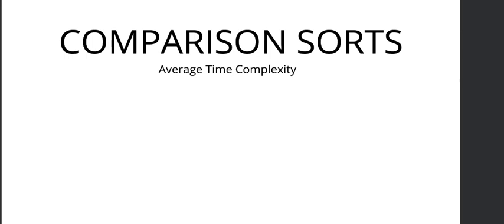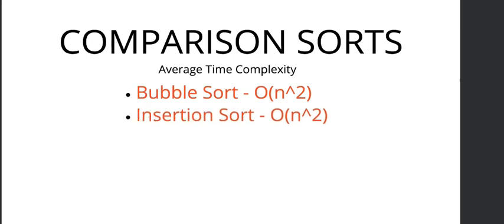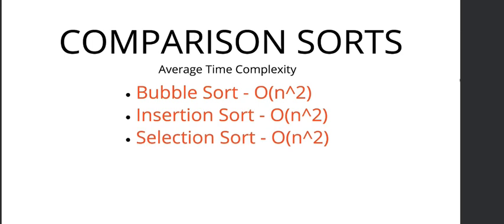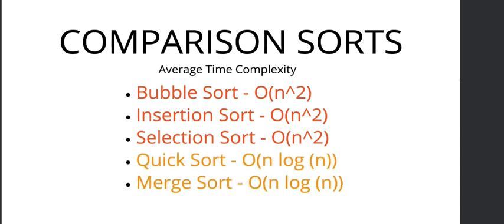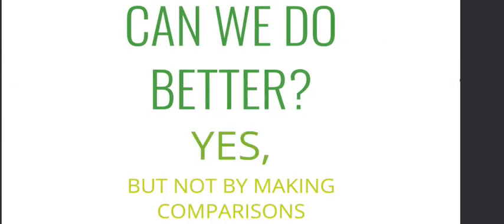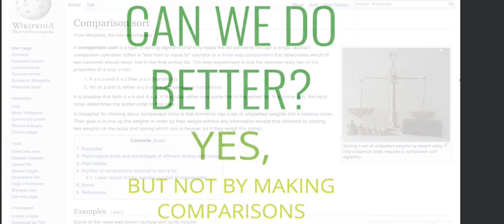So when we talk about average time complexity for something like bubble sort, it's O of n squared, same for insertion and selection sort. Then we saw a pretty big improvement with quick sort and merge sort, which had average time complexity of O of n log n. So the question is, are there faster sorting algorithms? Can we improve upon O of n log n? Can we do better? And the answer is sort of. The answer is yes, we can, but not by making comparisons.